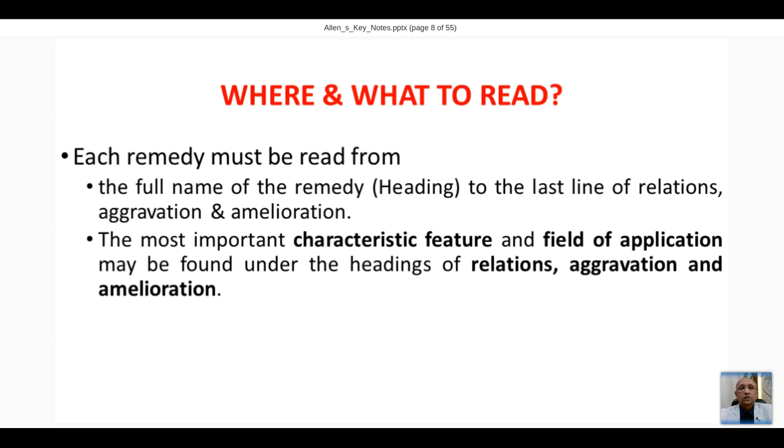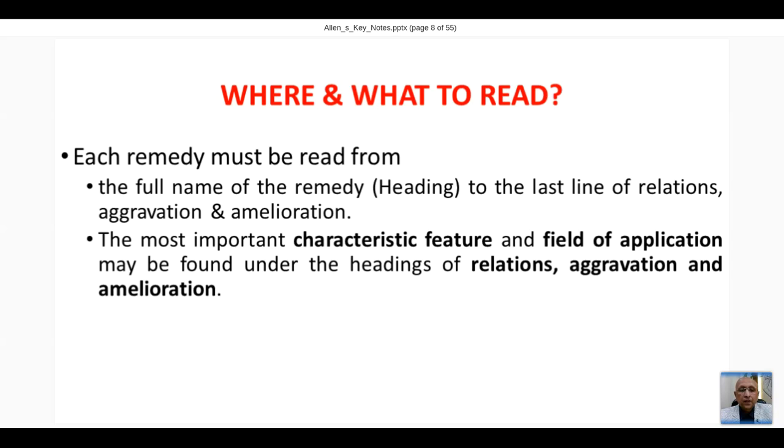Generally, being homeopathic students, what we do is learn a remedy and just read it. We read it up to the point of relations. We never read the relations, we never read the general modalities, we forget those, we read only the keynotes and stop there. For every materia medica we used to do that much work. But this is so important: each remedy must be read from the full name of the remedy to the last line of the relations, aggravations and ameliorations. This is too important.